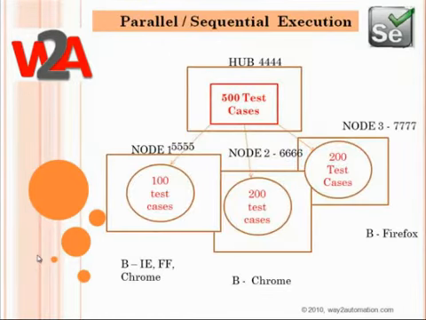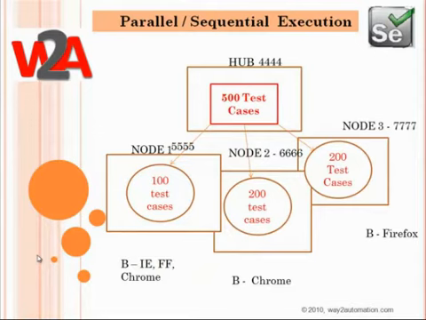Let's say I have like 500 test cases that I want to distribute onto all 3 machines. So I can make one machine a hub and the other 3 machines nodes, right? And I can distribute all these test cases for parallel or sequential execution. So I can distribute it like 100 test cases should be executed on one machine, 200 test cases on the second machine, and again 200 on the third machine.